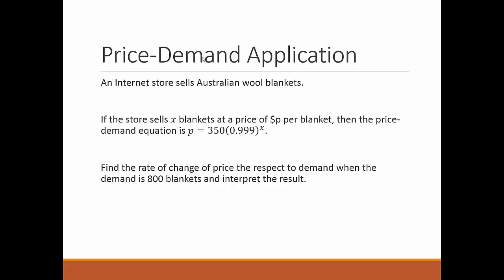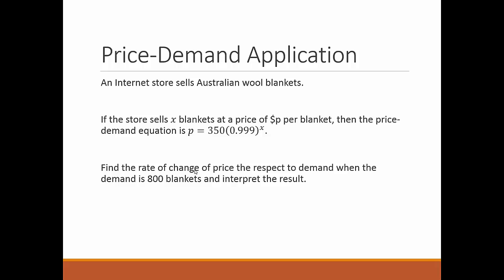So an internet store sells Australian wool blankets. I don't know what difference Australian wool blankets make, but there you have it. If the store sells X blankets, so X is the number of blankets, at a price of P dollars per blanket, then you are given a price demand equation. I can already see, because this is just a constant, that this is my a to the x part. So the first part is recognizing what type of function this is.